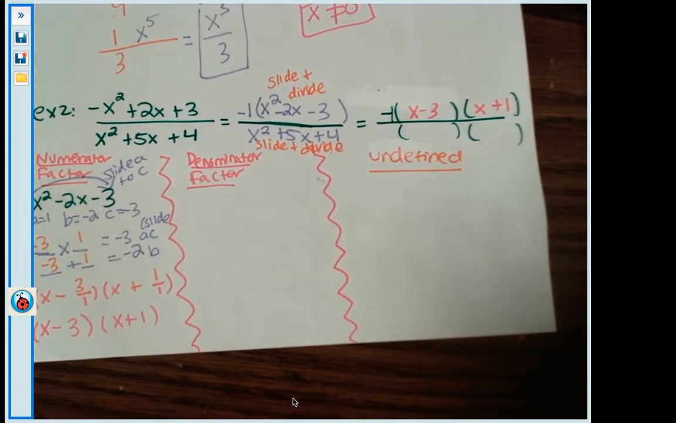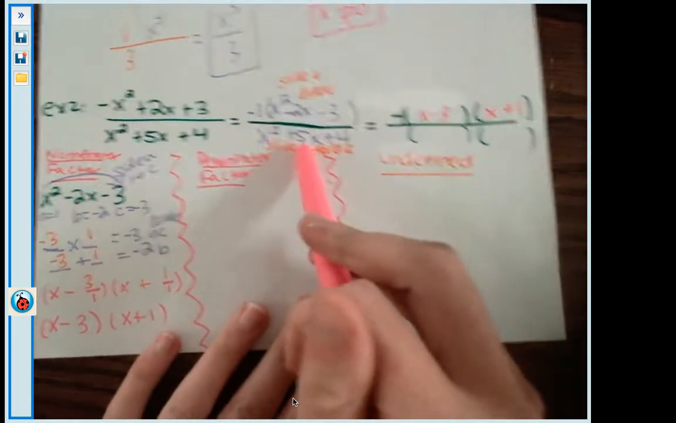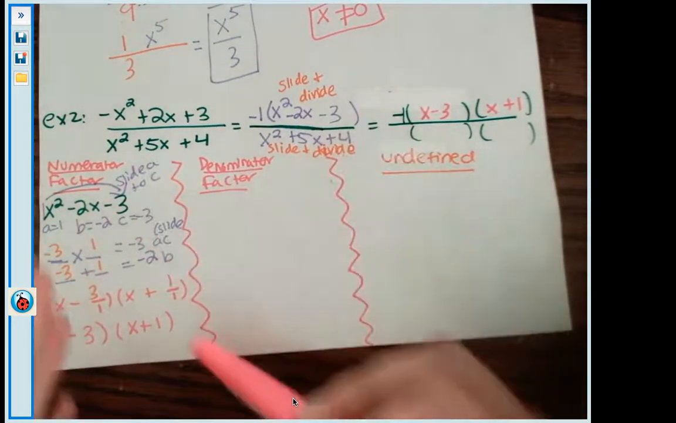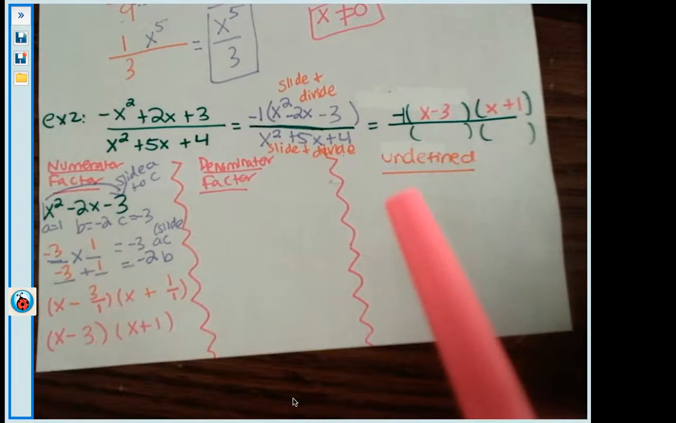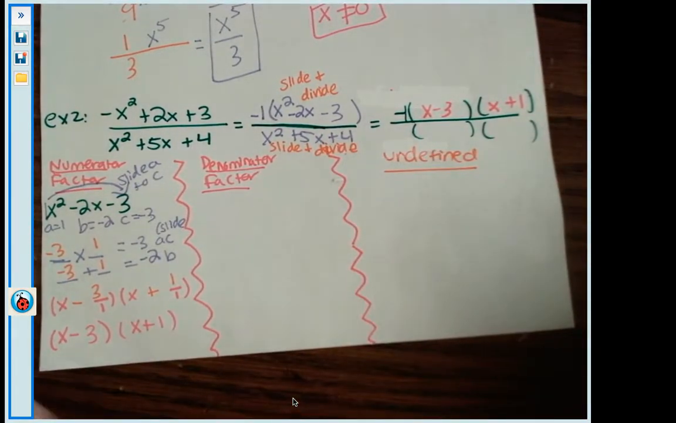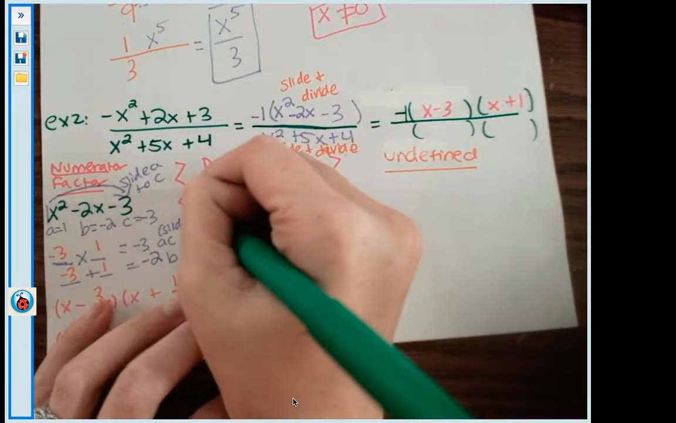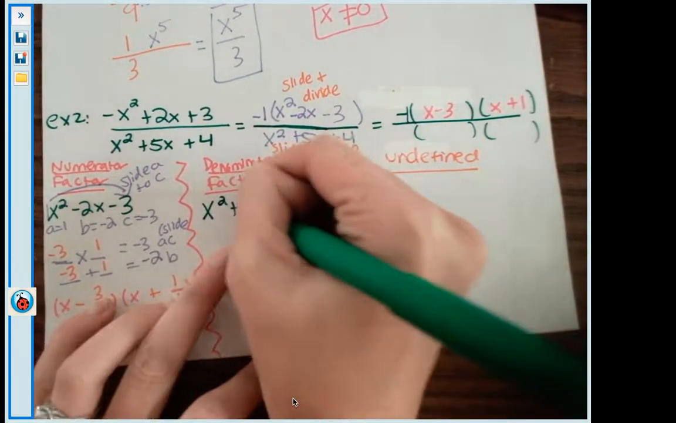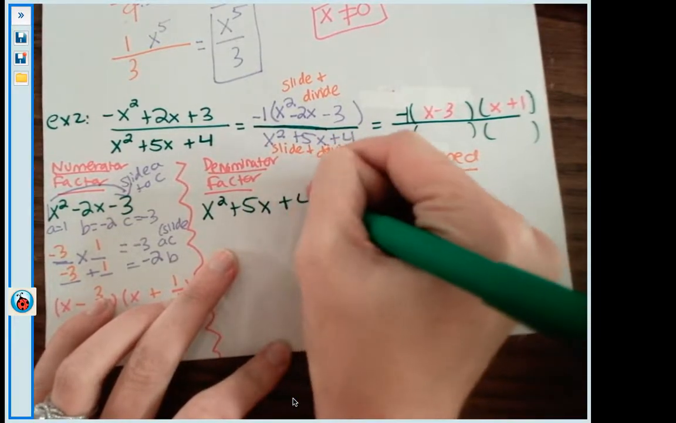Awesome. Alright, so we're going to slide and divide the denominator, which again, if you feel like you get slide and divide, go ahead and pause the video and slide and divide the denominator and write what you get right there. All right, guys, let's start sliding and dividing. Okay, so we have x squared plus 5x plus 4.